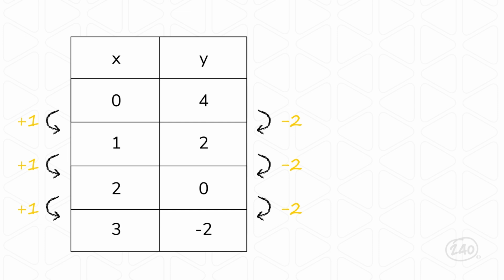Then we can use the formula change in y over change in x to determine the slope of this line. So -2/1 or -2. But remember, this is just one type of pattern you may be asked to identify.